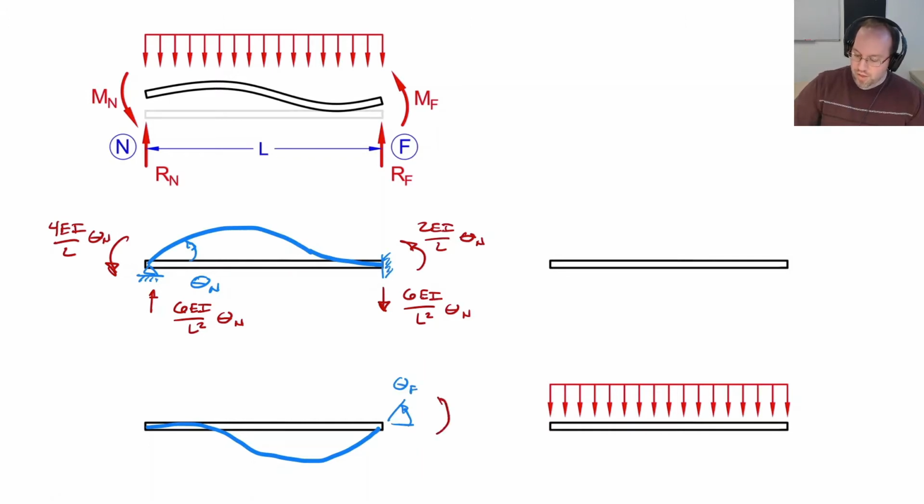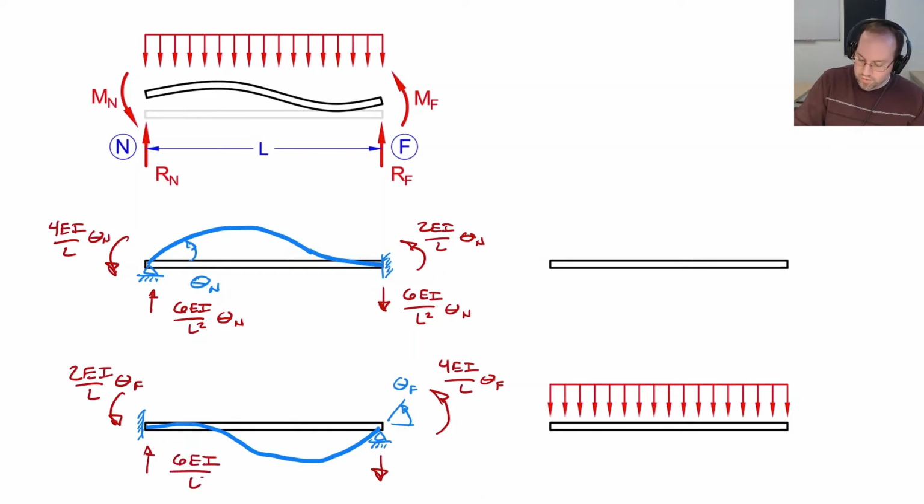And in order to apply that, I need to have some kind of moment at this end. And the deflected shape is going to match something of a fixed end on one side and a pin at the other. So if we find all these moments and reactions, we'll find that this one is 4EI over L times the rotation theta f. On the opposite end, 2EI over L times theta f. And then my forces, once again, are 6EI over L squared times the rotation, and in the opposite direction, 6EI over L squared times the rotation. So now I've got rotation at both ends.